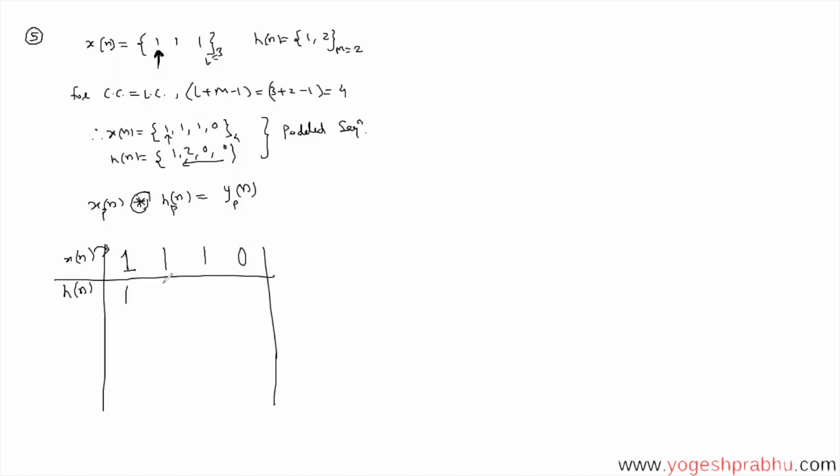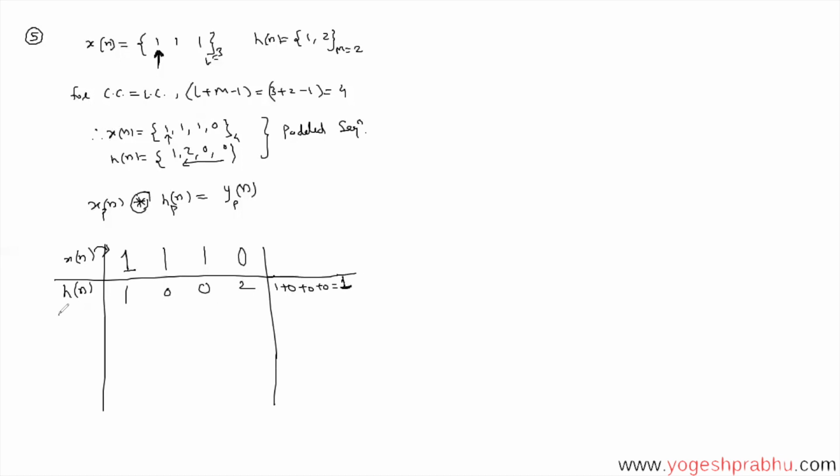So it's going to be 0, 0, 2. And then find out, just multiply and add. 1 into 1 is 1. 0 into 1 is 0. 0 into 1 is 0. And 2 into 0 is 0. So that's just 1.